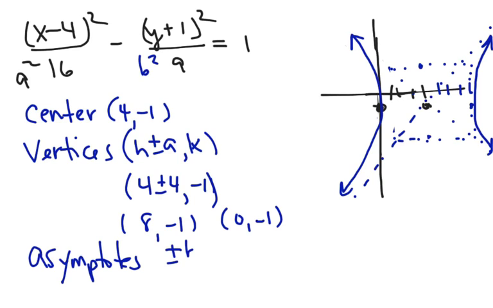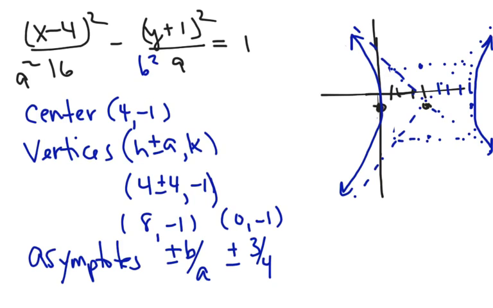The asymptotes, next thing that I can do without finding c yet, are going to be at plus or minus b over a. So the asymptotes, the slopes, must be plus or minus 3 over 4. And if you kind of look at the asymptotes, they kind of appear as if they're probably 3 over 4.